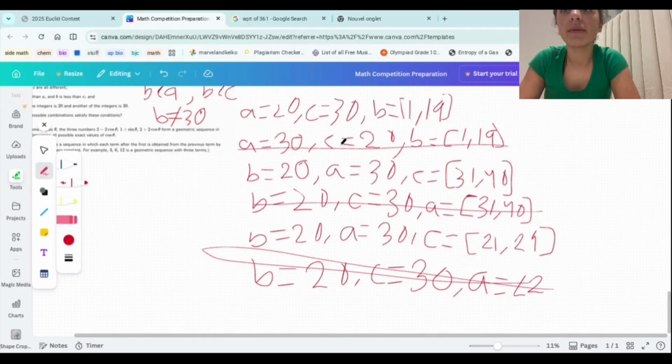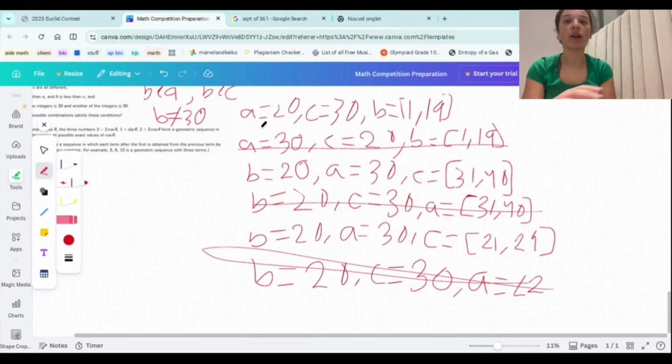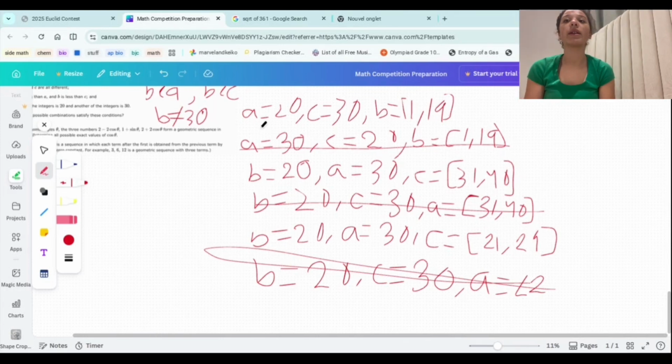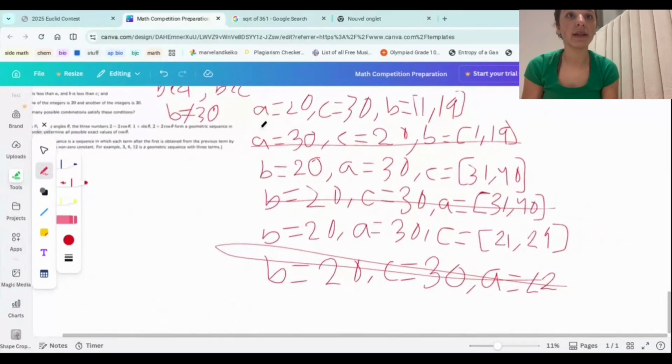Yeah, okay. So really there's three that I have. Either B is anywhere from 1 to 19 and the other two digits are higher, 20 or 30. Either B is equal to 20, A is equal to 30, and C is somewhere between 20 and 30, or B is equal to 20, A is equal to 30, and C is something bigger than that. I think those are my possibilities.